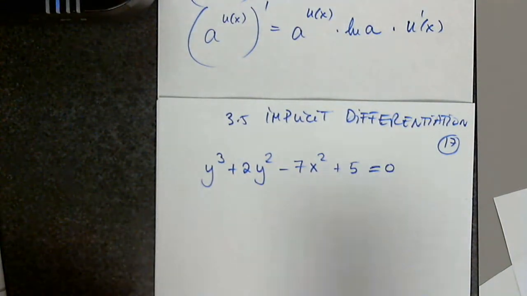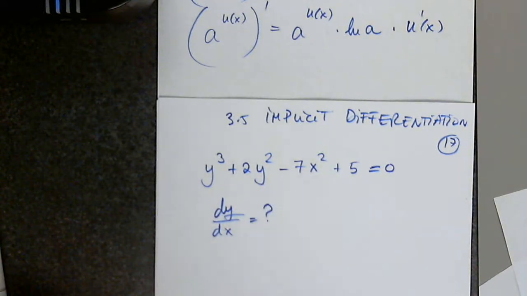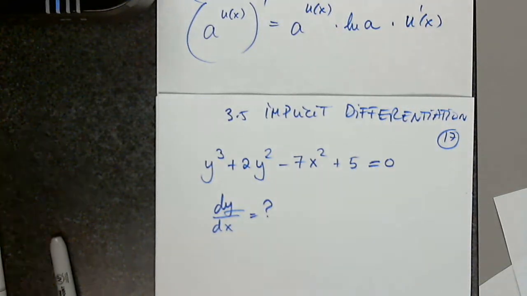From this equation, I would like to determine dy over dx. What am I telling you when I'm asking you to find dy over dx? What am I really implying? That y is a function. Once I say find dy over dx, it's very clear that y is a function.